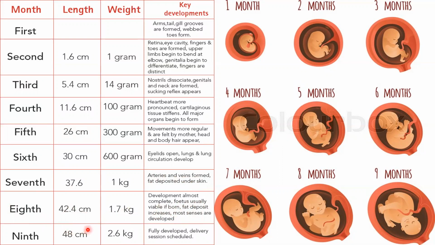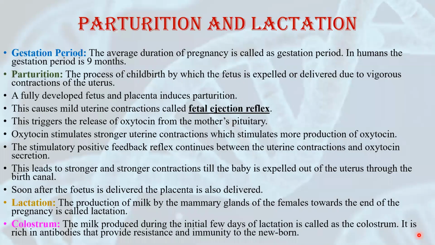9th month, size is 48 centimeter, weight will be around 2.6 kilogram. The child will be fully developed and it will be ready for delivery. You can see here, it has turned its head down, so the delivery will be from the lower part. Then comes parturition. Parturition means delivery.